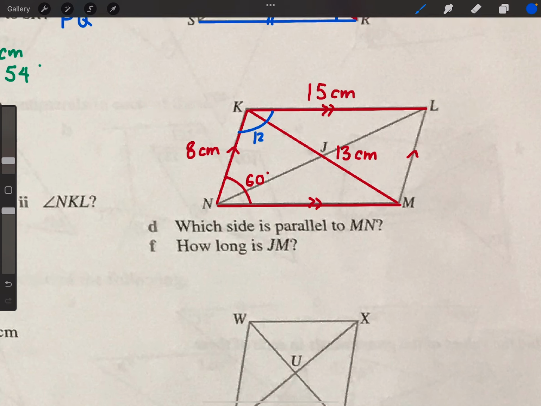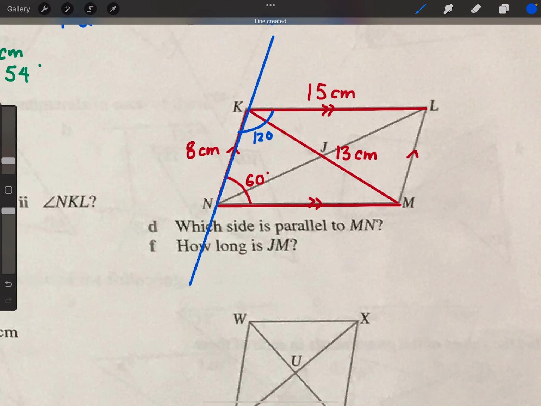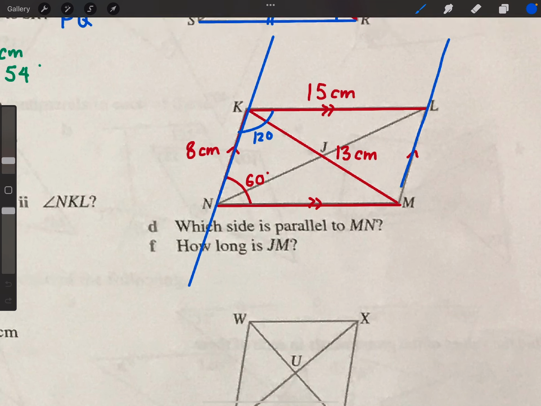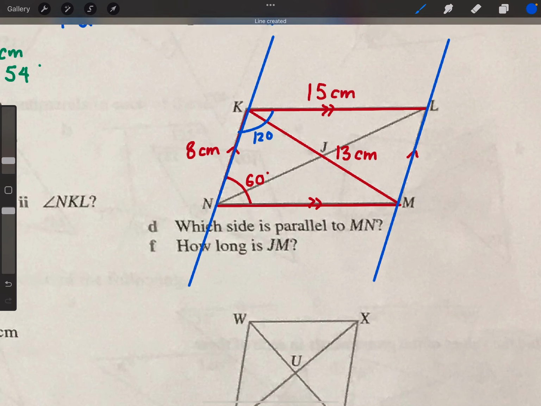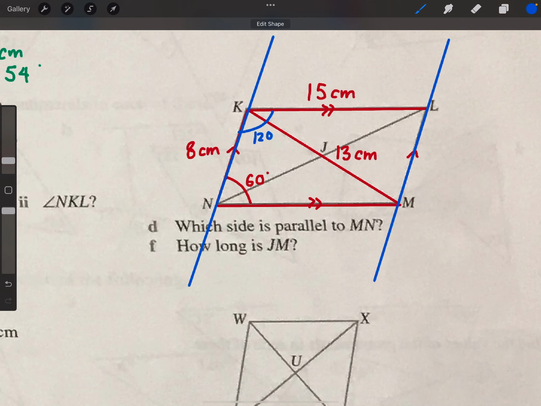So this is 120. Now at the same time, you have these two lines, which is also parallel. This is parallel, and this is parallel. That's what it means to be a parallelogram. The opposite sides are going to be parallel to each other.